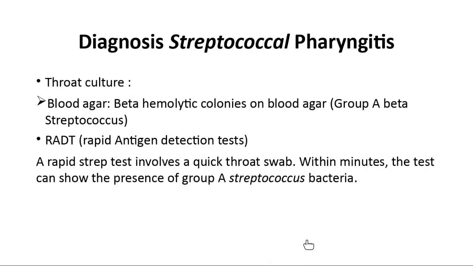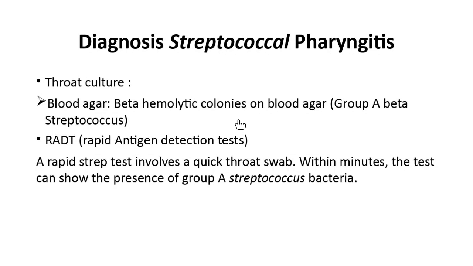Now, diagnosis of streptococcal pharyngitis. Pharyngitis, which is the inflammation of the pharynx, is mostly caused by streptococcal bacteria. Which streptococci? Streptococcus pneumoniae, Streptococcus pyogenes. But mostly the involvement is of the beta hemolytic streptococci.